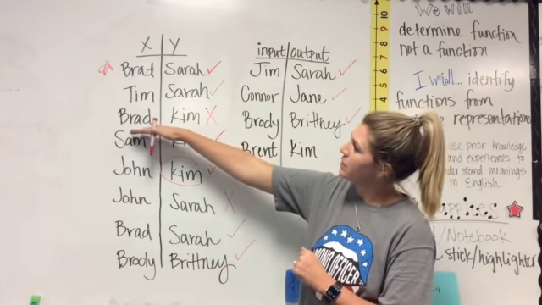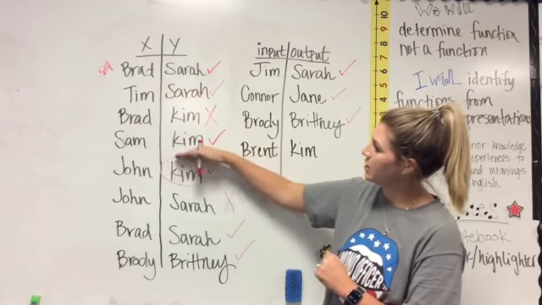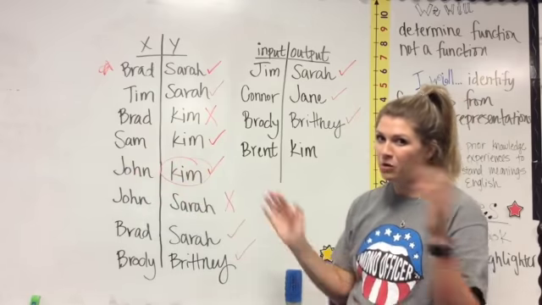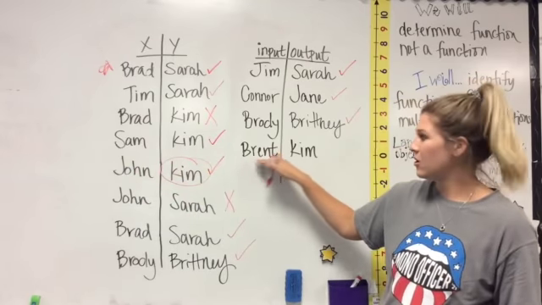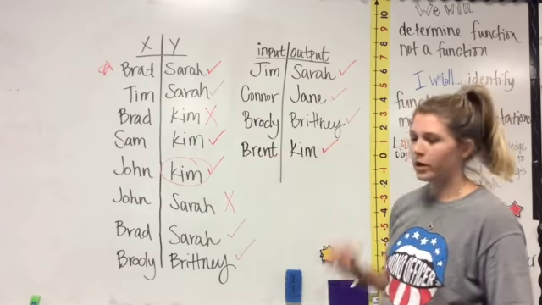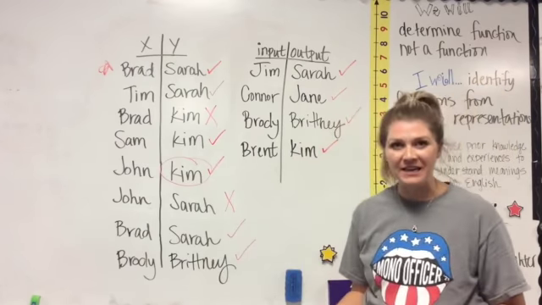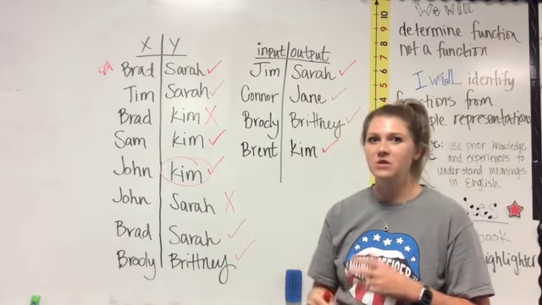Kim can't date Brad because Brad's already dating Sarah, so that's not going to work. But Kim is dating Sam, and that works. And Kim is dating John. But remember, Kim can date whoever she wants. It's Brent that can only date Kim. So this relationship works. Now, I know that that's just a silly analogy of what a function is, but I promise you it'll make sense as we do our stuff today.